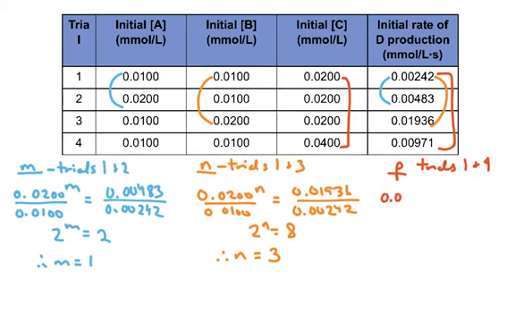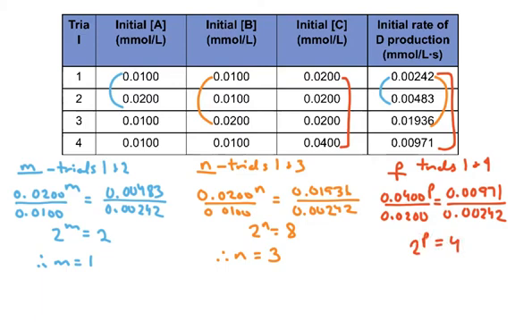So 0.0400, big number always on the top, raised to the P. All right, let's work it out. So here we've got 2 raised to the P equals 4. Therefore, P will be 2.